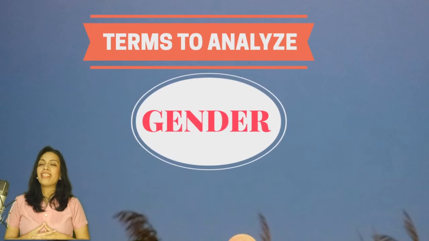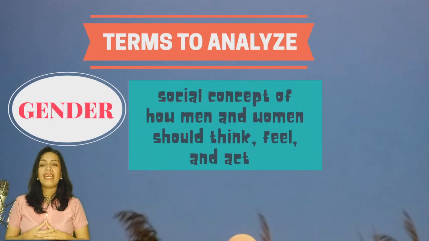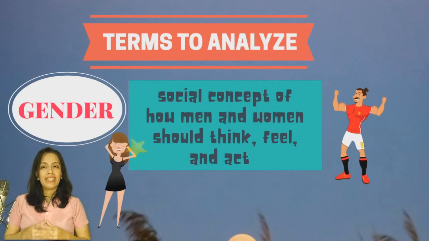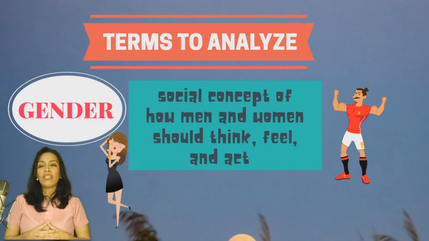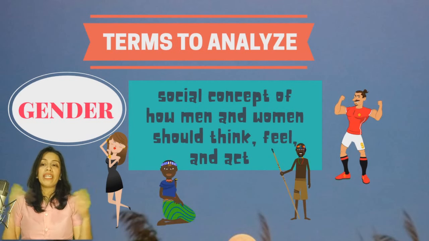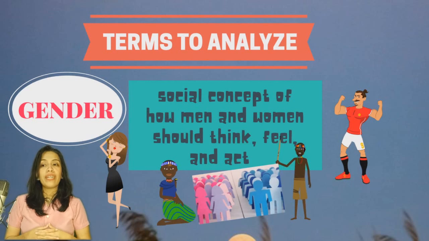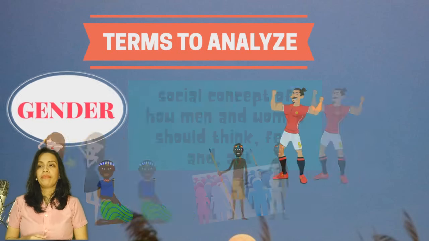The second term is gender. Gender is a social concept of how men and women should think, feel, and act. It refers to the femininity or masculinity of a person's role and behavior as defined by society. Gender is also either of the two sexes, male and female, especially when considered with reference to social and cultural differences rather than the biological ones.